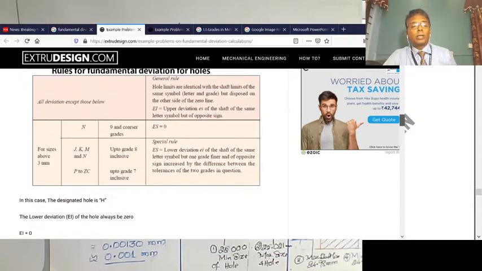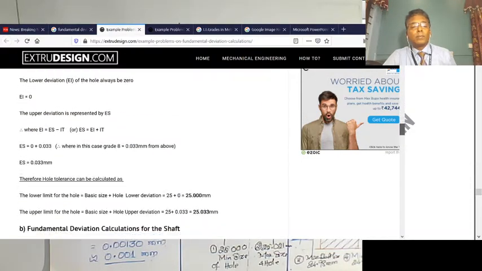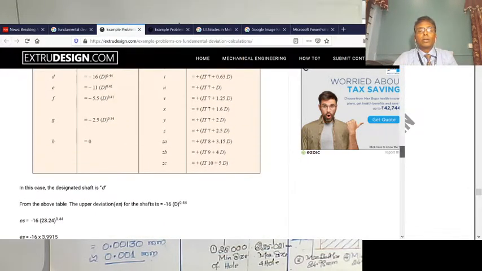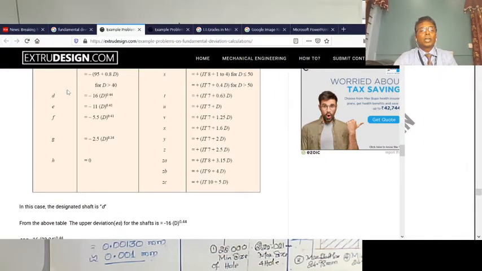Next, fundamental deviation for sizes. Formulae for fundamental deviation are given. And please note, the fundamental deviation for A, for the same size, of hole and shaft is the same. It won't change. That is A, B, C, D, E, F. Can you see? There are different formulae being used. D shaft and D hole also remain the same: minus 16 D to the power 0.44. E shaft and E hole: minus 11. Only the sign also changes in this case.